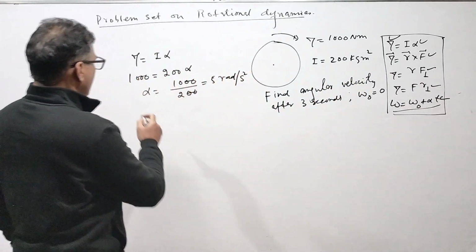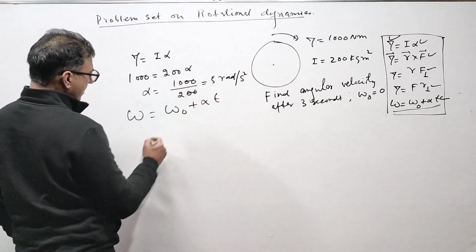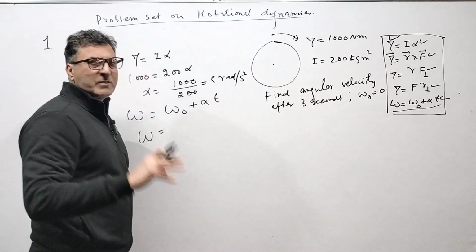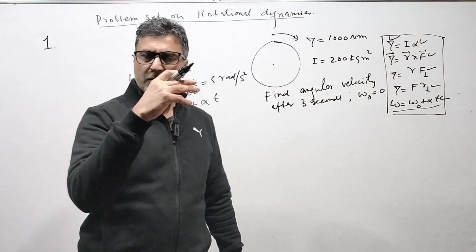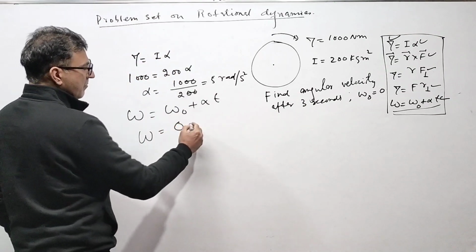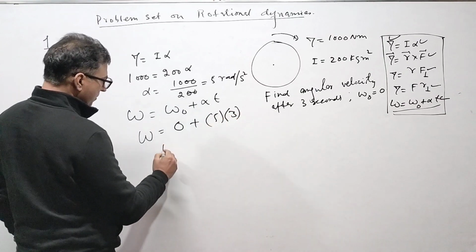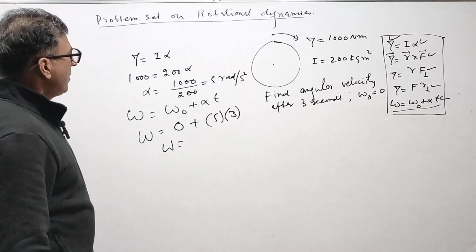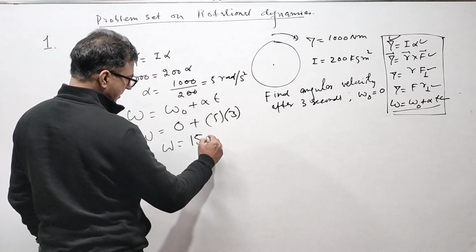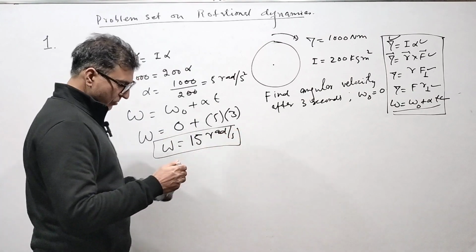So what is the final angular velocity? That is initial angular velocity plus alpha t. If I suppose that initially the disk was at rest, there was no rotation of the disk initially, so omega 0 is 0, plus alpha is 5 and time is 3. So omega is 15 radians per second. That's all. So we got the answer to this problem.